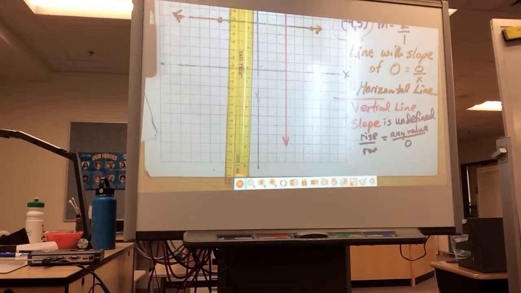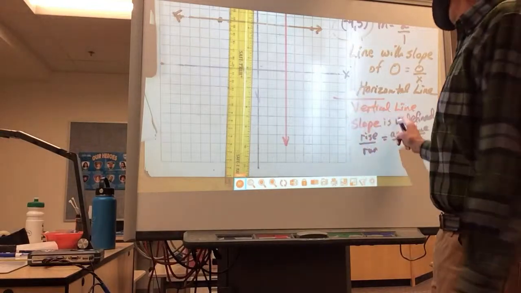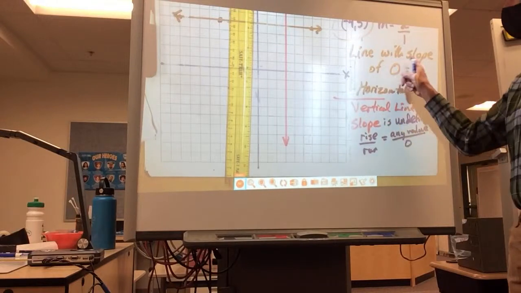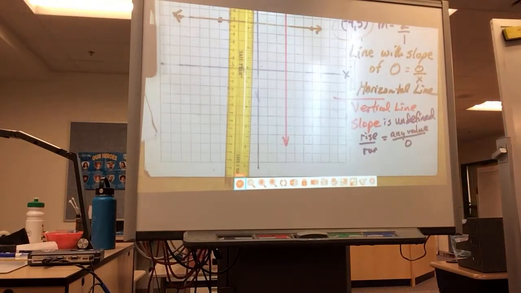And that's what this vertical line is about. We'll talk about it more later on when we compare it to different functions and such. But all vertical lines are undefined slope. All horizontal lines are a slope of 0. That's a part of this lesson.